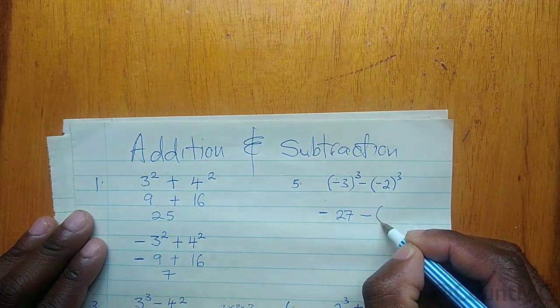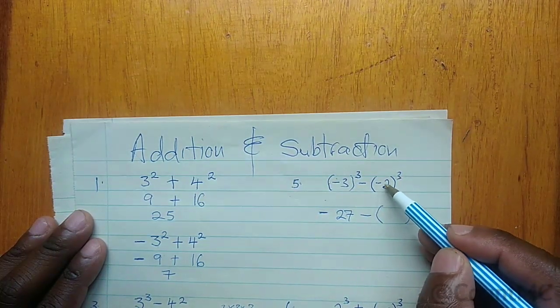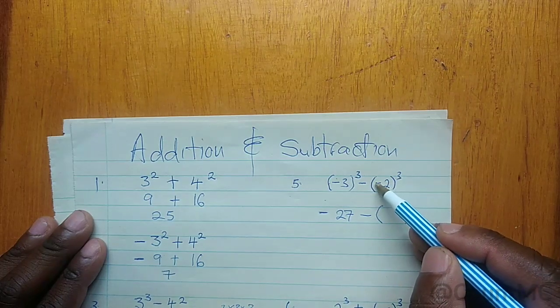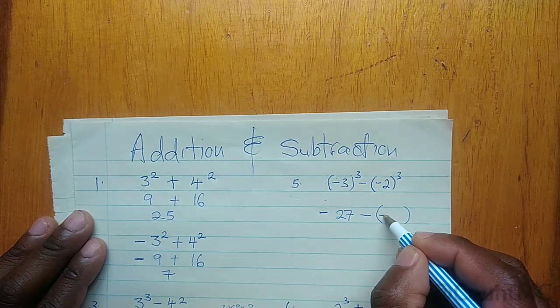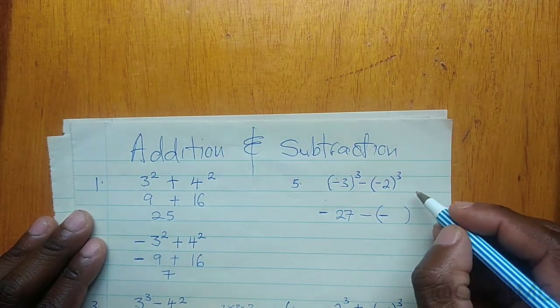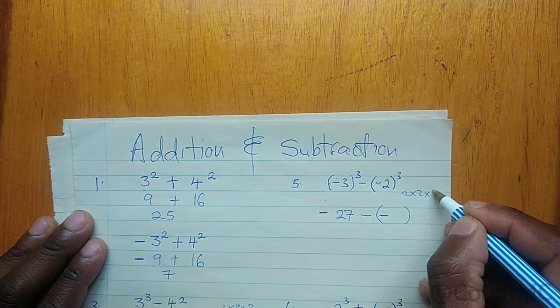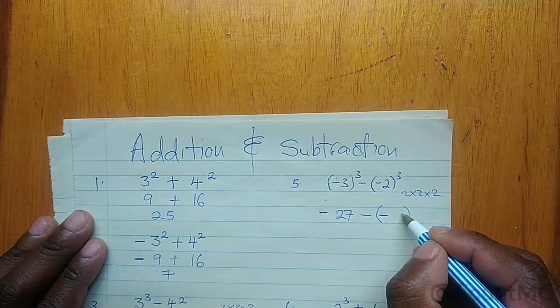Minus, let's put the bracket back. This 3 is affecting everything in the bracket. So how many minus signs do you have? You have 3 of them. That's an odd number, so this is going to be a minus. 2 to the power 3, how many 2's do you have? You have 3 of them. That's 2 times 2 times 2. 2 times 2 is 4 times 2. It's 8.